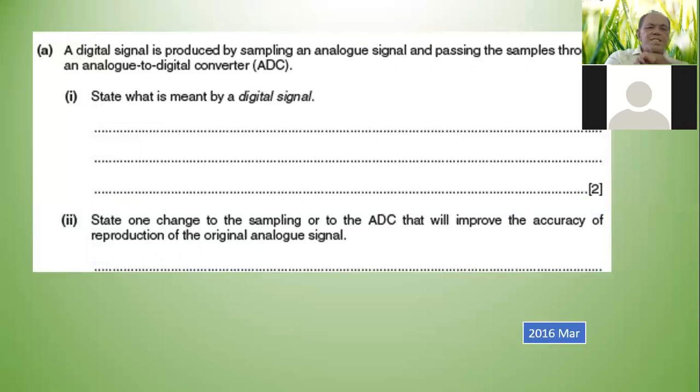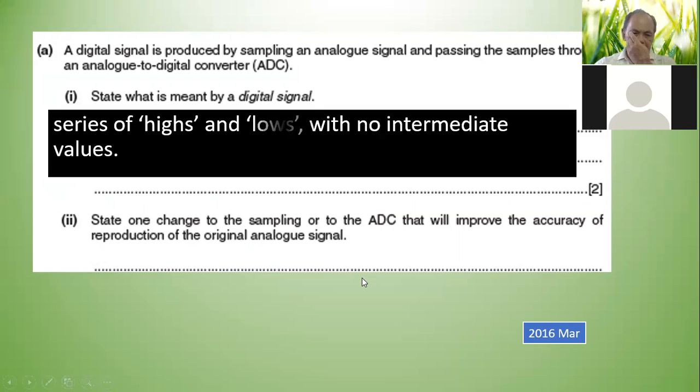A digital signal is produced by sampling an analog signal and passing it through an analog to digital converter. State what is meant by digital signal. Memory work: a series of high and low with no intermediate value. Only 1 and 0. High voltage, low voltage, or 0 voltage, no in between.